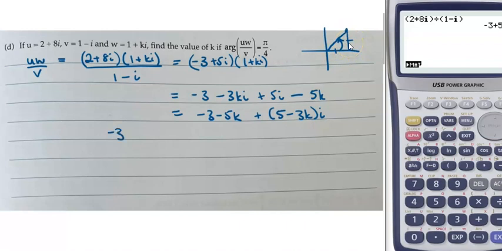It means that the real and the imaginary parts are equal. So minus 3 minus 5k has got to be the same length as 5 minus 3k. Now we do some rearranging. If I take the 5 over, minus 3 take away 5 is minus 8. And minus 3k plus 5 is going to be 2k, so k is minus 4.